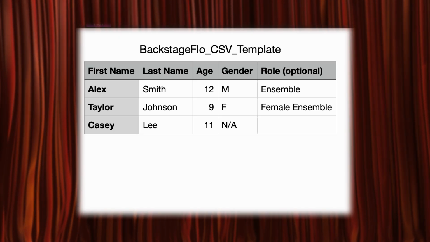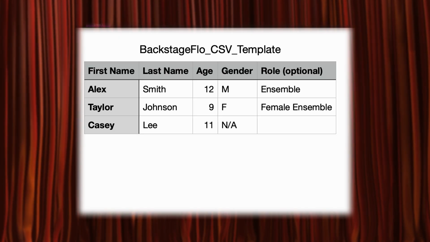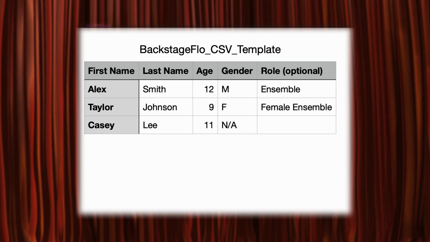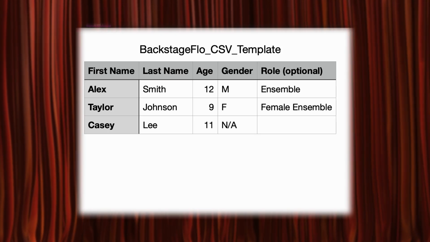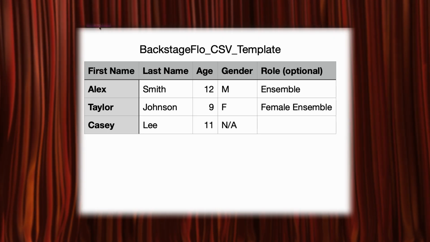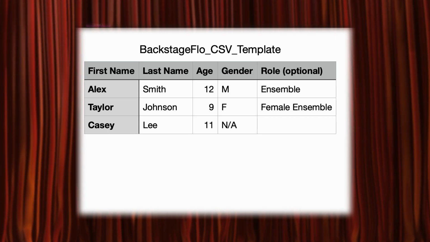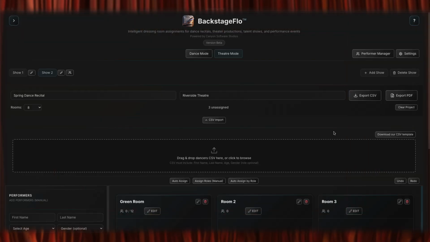The parser is flexible. It recognizes synonyms: first name, F name, given name, all work for first name. Same for last name, age, and gender. Gender accepts M, F, male, female, or just leave it blank. Fill in your performers, save the file, drag it to the CSV import bar or click to browse.